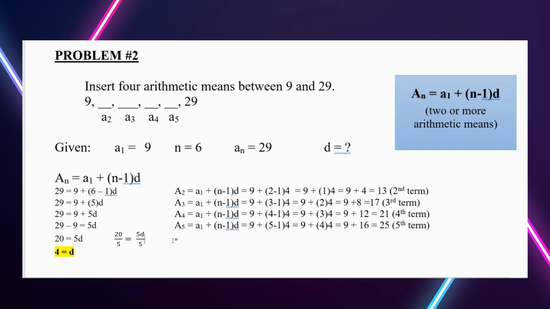Since we have already computed the value of the second term, the third term, the fourth term, and the fifth term, which are the four arithmetic means between 9 and 29, therefore, our conclusion, the four arithmetic means between 9 and 29 are 13, 17, 21, and 25.